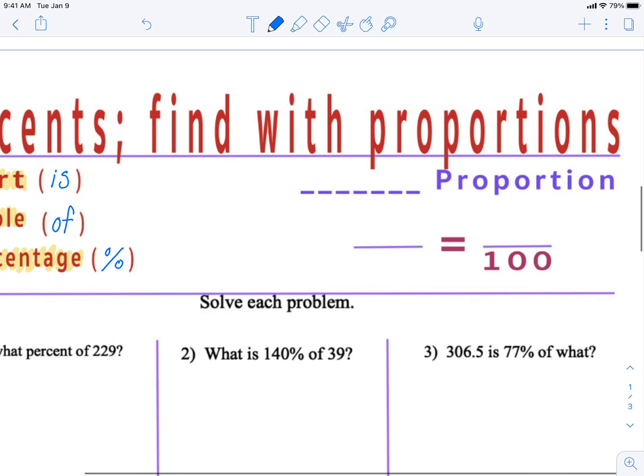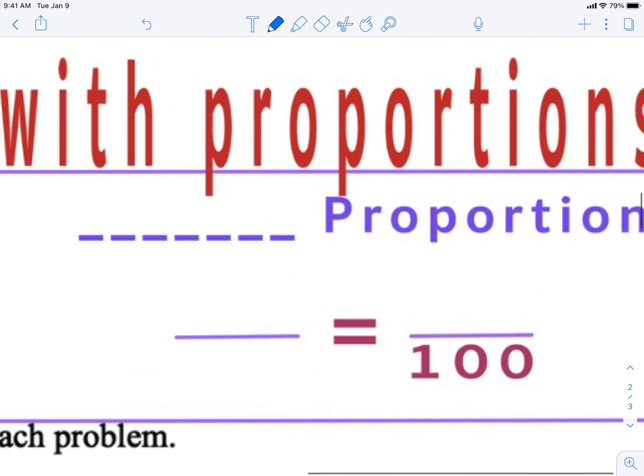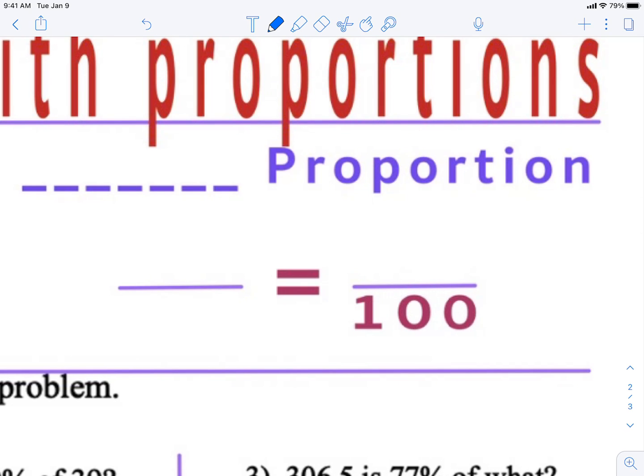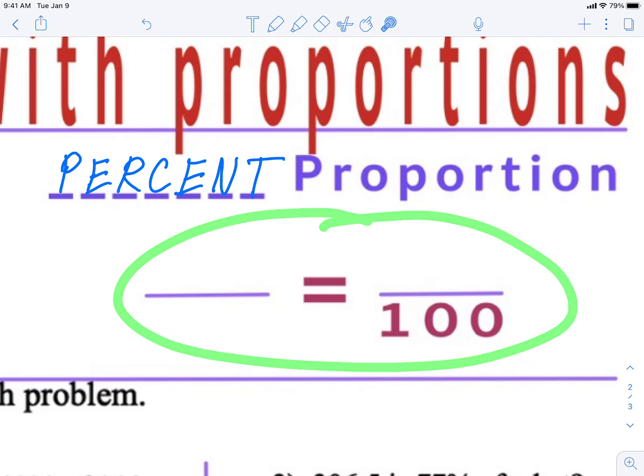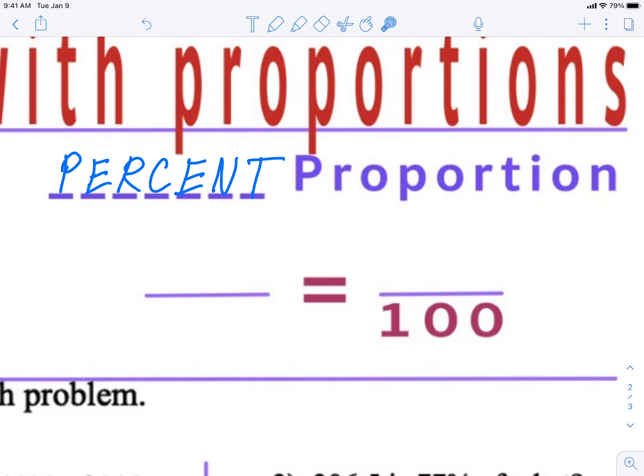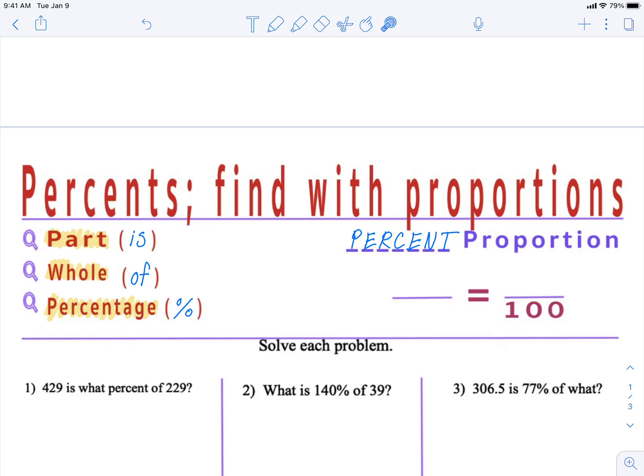First part. Second part. We have a blank proportion. So here is what I'm going to fill in. The word percent proportion. This is our percent proportion right here. As we remember, a proportion is a fraction equals a fraction. So what we're going to do is take these words and fill these parts into the empty spots right here.